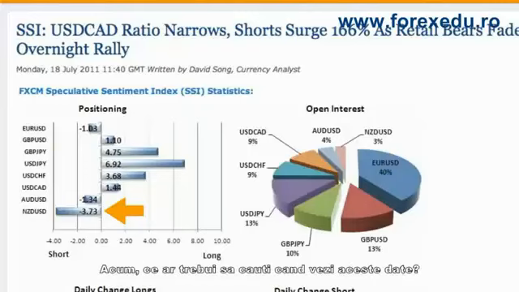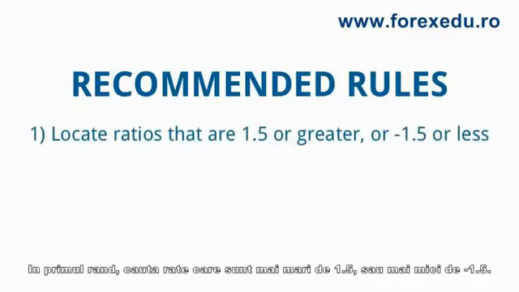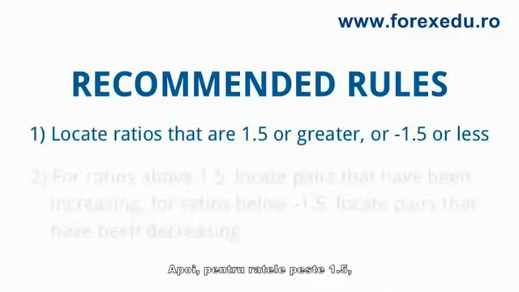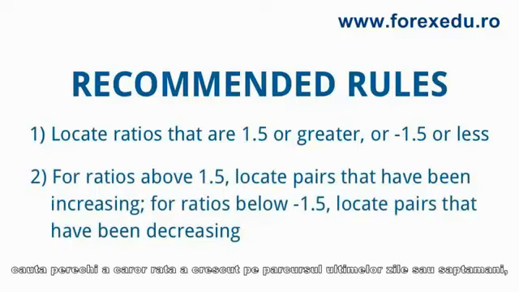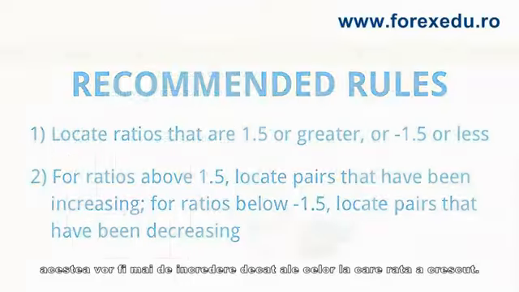Now, what should you look for in this data? We recommend following two simple rules when locating a directional bias. First, locate ratios that are 1.5 or greater, or ratios that are negative 1.5 or less. Then, for ratios above 1.5, locate pairs whose ratios have been increasing over the past few days or weeks. These are going to be more reliable than those that have been decreasing. For ratios below negative 1.5, locate pairs that have been decreasing. These are going to be more reliable than those that have been increasing.